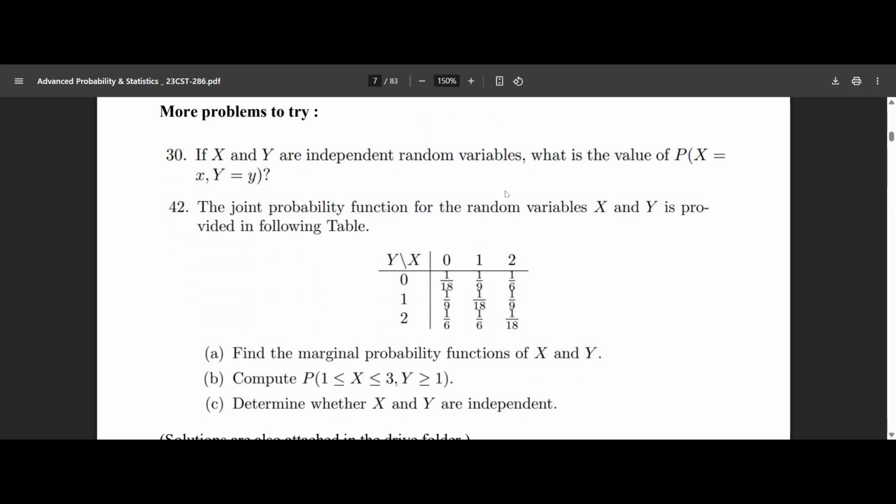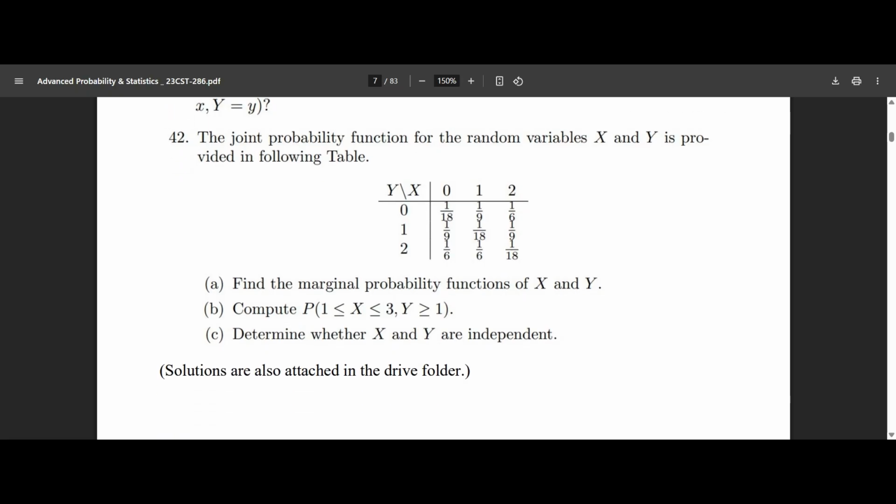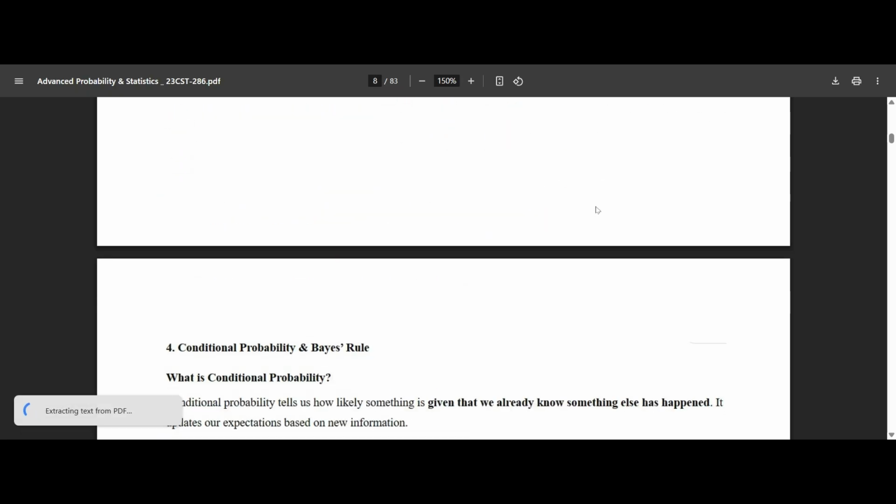If x and y are independent, what is the value of P of X equal to x and Y equal to y? It is simply P of X equal to x into P of Y equal to small y. So that way you can just solve these sums.